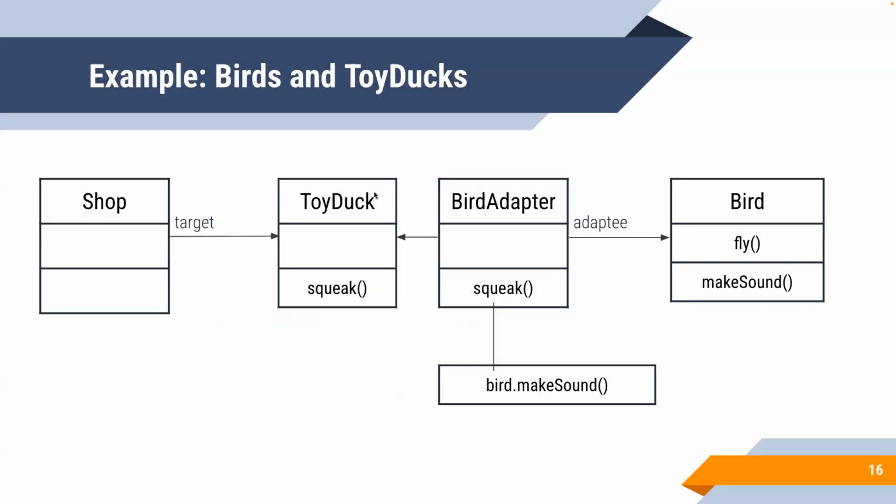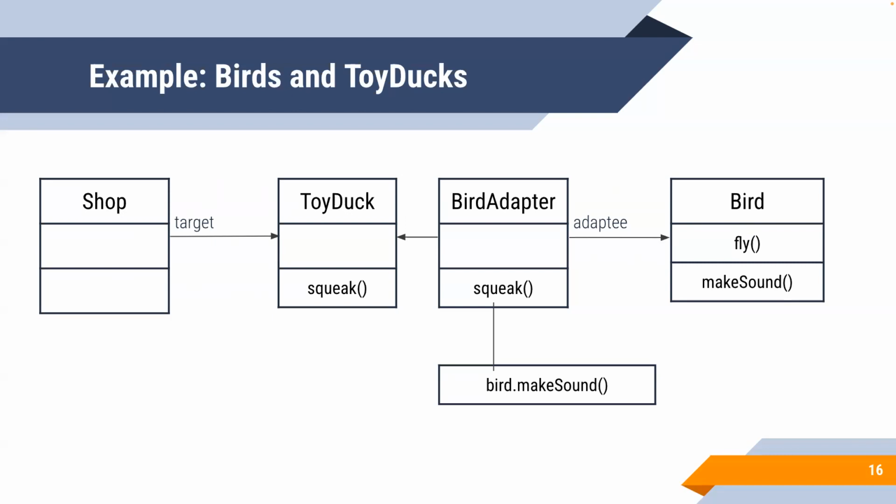Okay, so here's our example. Say you are a shop and you need more toy ducks, but you sold out. But you do have birds. So maybe you can wrap them as a toy duck. But how would we do that? So we need the bird adapter. Every bird can fly and make sounds, but what we need out of a toy duck is a squeak.